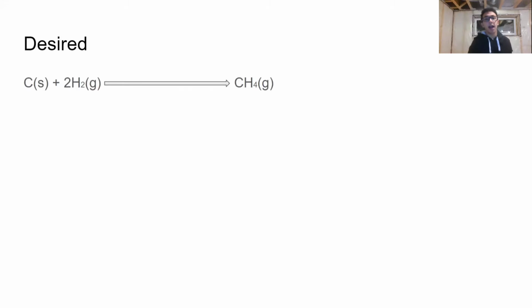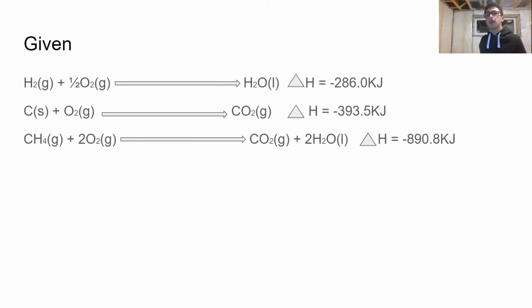All right, next slide. So we're going to do an example. This is the reaction we want to figure out the enthalpy for. One carbon reacts with two hydrogens to produce one methane. So these are the reactions that we are given. We are not given the one carbon, two hydrogens to one methane. We're not given that reaction. We're given the enthalpies of these three reactions. So this is what we've got to work with to figure out the enthalpy of the formation of methane.